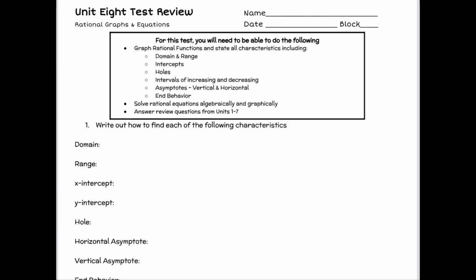All right, so I'm going to go over some of the test review that y'all were supposed to do in class today, just to give you a little extra review and a little extra guidance, hoping that this will help you get the assignment complete and prepare you for the test.